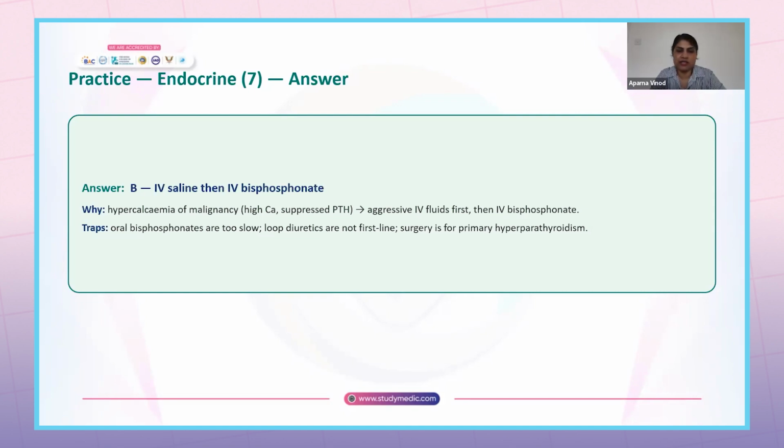Now, bisphosphonate effects are usually slow, and we do not give loop diuretics as first line. Only after rehydrating the patient aggressively, if you feel the patient is going to go into volume overload, then you need to add loop diuretics for that. And surgery we offer for primary hyperparathyroidism and not for secondary.